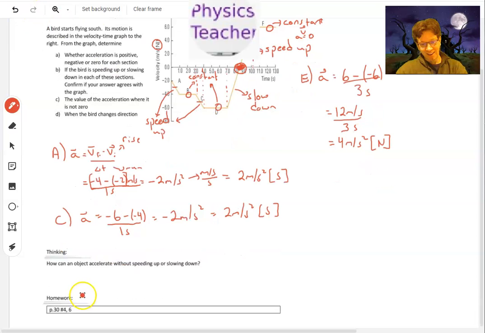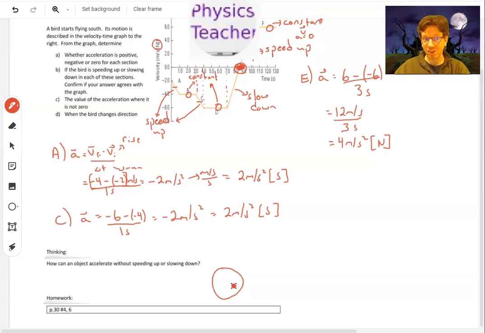And how can an object accelerate without speeding up or slowing down? Well, that can happen if, let's say you're in a car and you're just driving in a circle. It's not the greatest circle, but if you're driving in a circle and you're going at the same magnitude or same speed, so let's say you're driving in a circle at 20 kilometers per hour. Now, your magnitude's not changing.